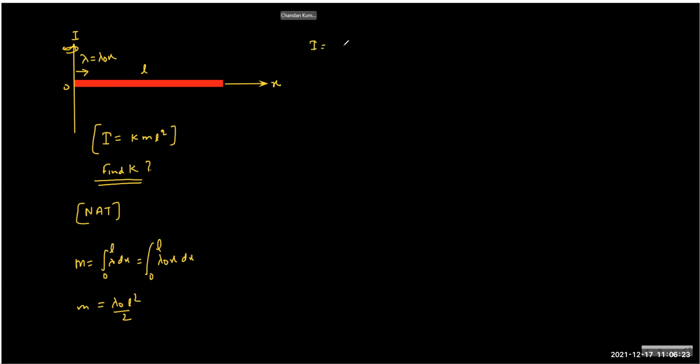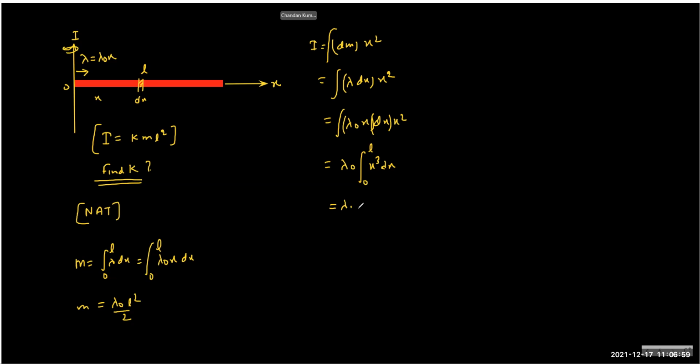The moment of inertia part will be, you have to go to x and cut a dx. This is the elementary mass, and the distance from the axis is x only. So we can write dm x square, and the elementary dm is lambda dx. Again, same approach. But lambda itself is lambda naught x, so this turns out to be the integral of lambda naught x cube dx from 0 to L, which is a very simple answer, lambda naught L power 4 by 4.